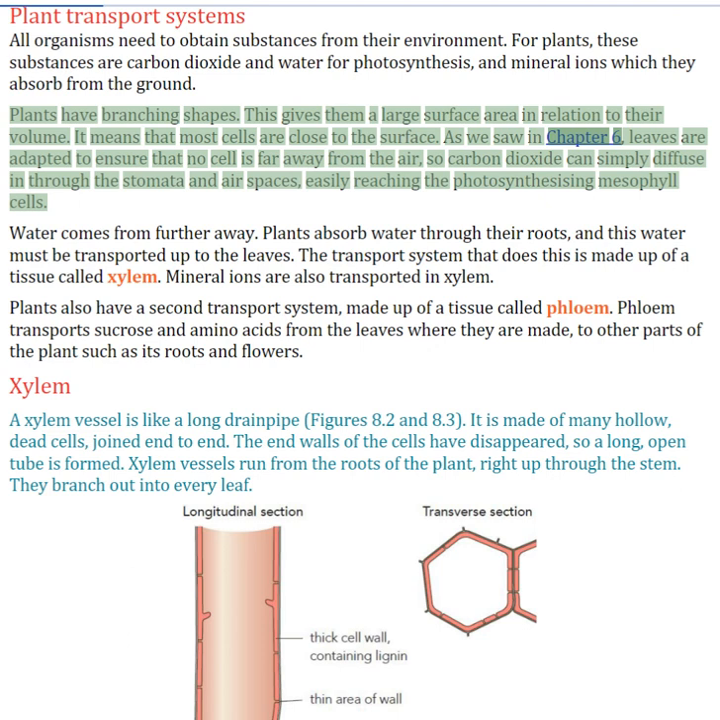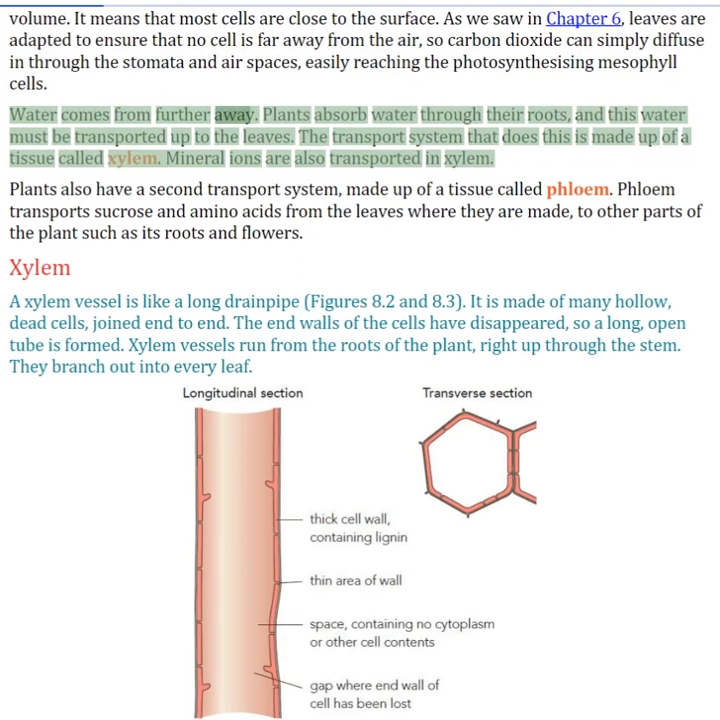As we saw in Chapter 6, leaves are adapted to ensure that no cell is far away from the air, so carbon dioxide can simply diffuse in through the stomata and air spaces, easily reaching the photosynthesizing mesophyll cells. Water comes from further away. Plants absorb water through their roots, and this water must be transported up to the leaves.